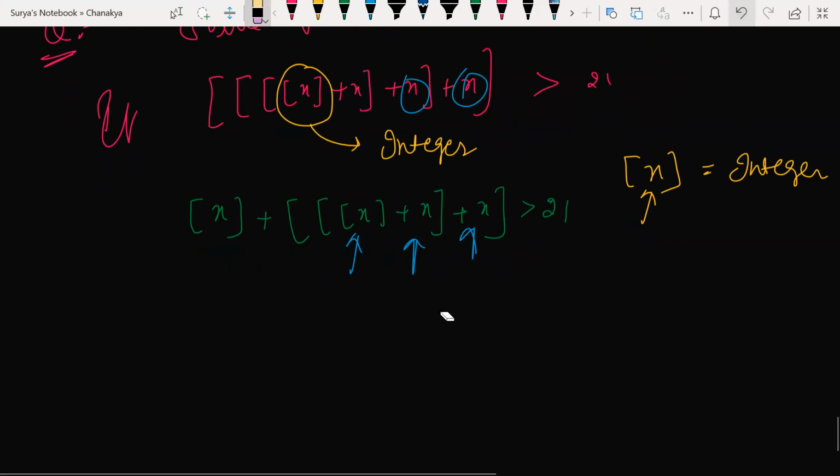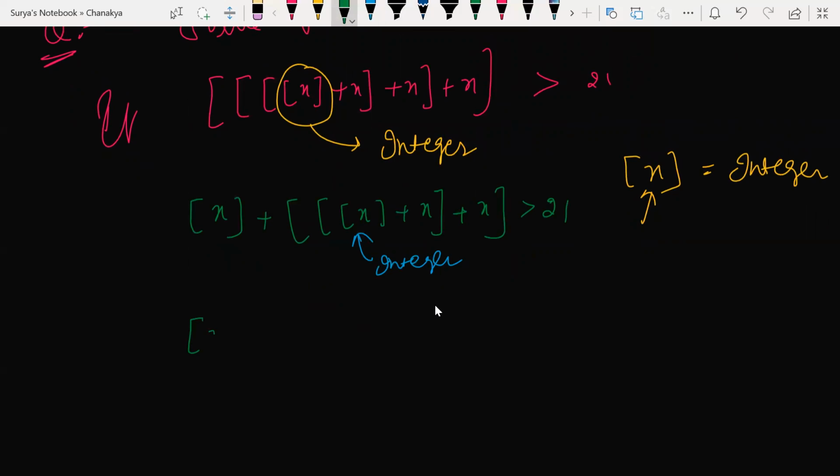Check. Again, this is an integer. Again, this is an integer. Now, this is step x plus, again, I'll just take it outside. So what are you left with now? This is what you are left with. Is it clear? Greater than or equal to 21.